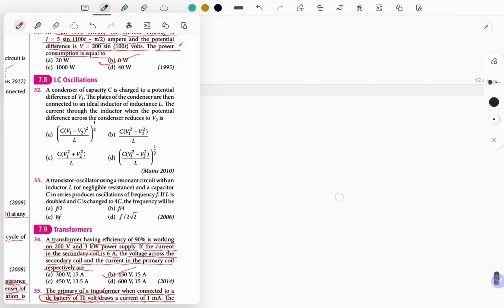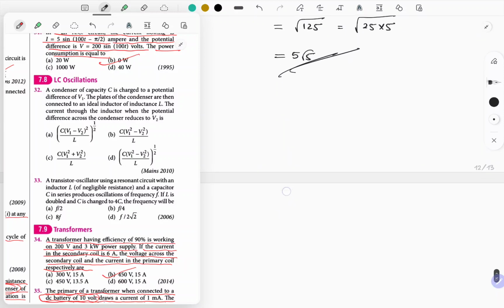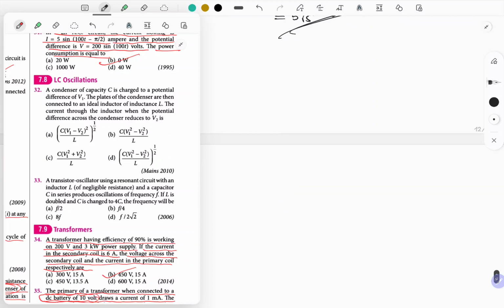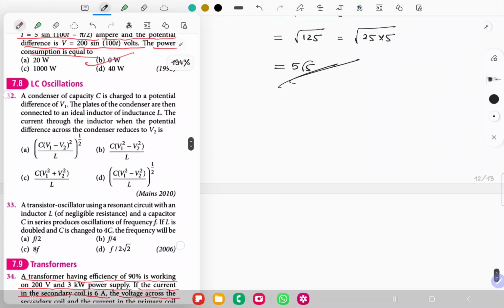As I said earlier, after completion of all these numericals, come back to LC oscillations. LC oscillations occur when an inductor and capacitor are connected together, so the energy stored in both the inductor and capacitor just exchanges. Those oscillations are called LC oscillations. Okay, let me read it out.